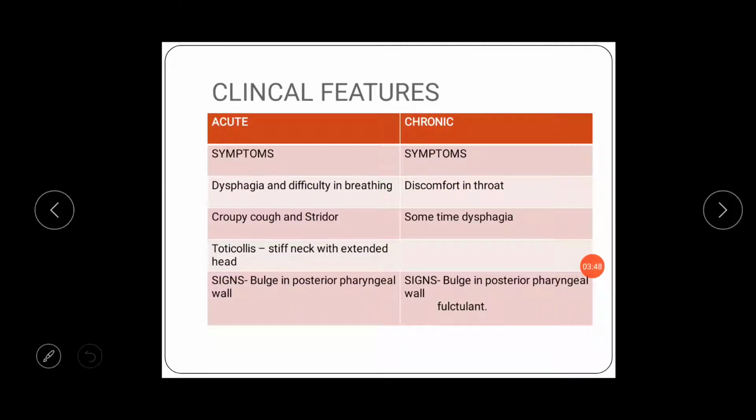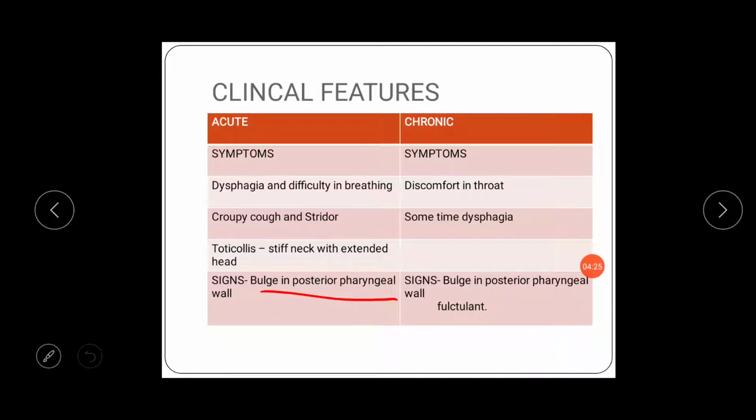In acute abscess, the patient will have dysphagia or difficulty in breathing due to obstruction over the laryngeal area or pressure over the larynx from the posterior part of the pharynx. The patient will have difficulty in breathing. Dysphagia, that is difficulty in swallowing, or odynophagia, that is pain while swallowing, can be present. The patient can have croupy cough and stridor also. Torticollis due to neck muscle involvement, that is a stiff neck with extended head, and there will be a bulge on the lateral side of the posterior pharyngeal wall.